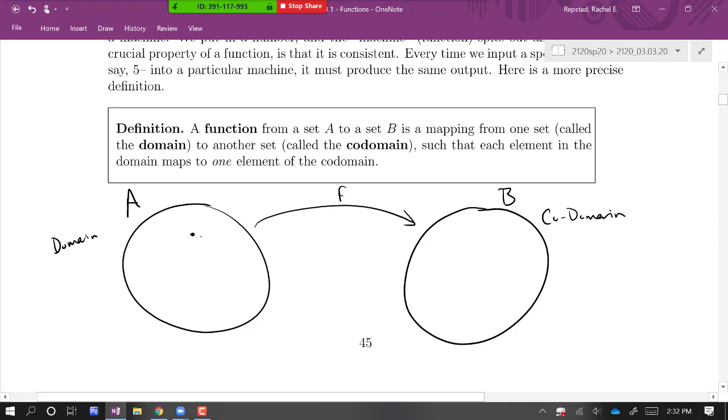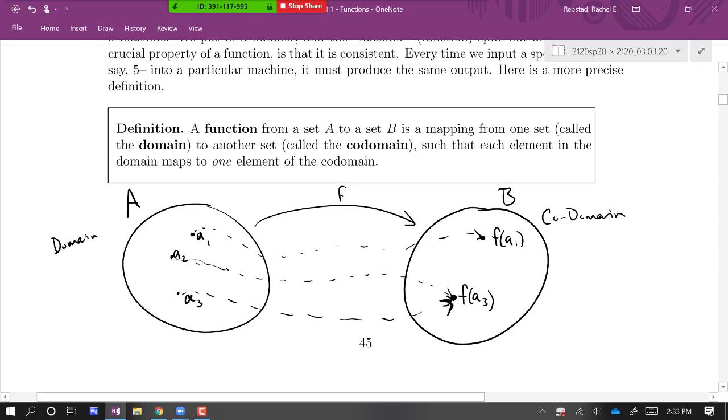So what it does is maybe I've got some elements here. And it just tells me, oh, okay, if I send it through the f function, where do we end up? There's f of a1. So a1 is an element of A, f of a1 is going to be an element of B in the codomain. And maybe a3 maps here to f of a3. A2, maybe A2 maps to the same element as A3. That's okay. It's still a function.